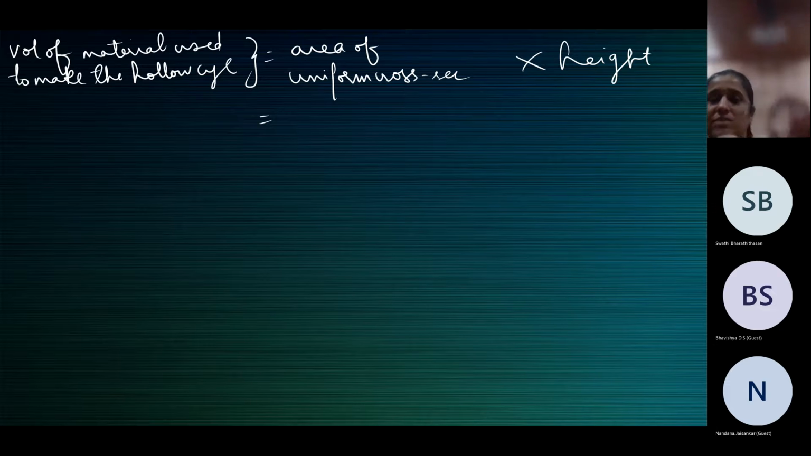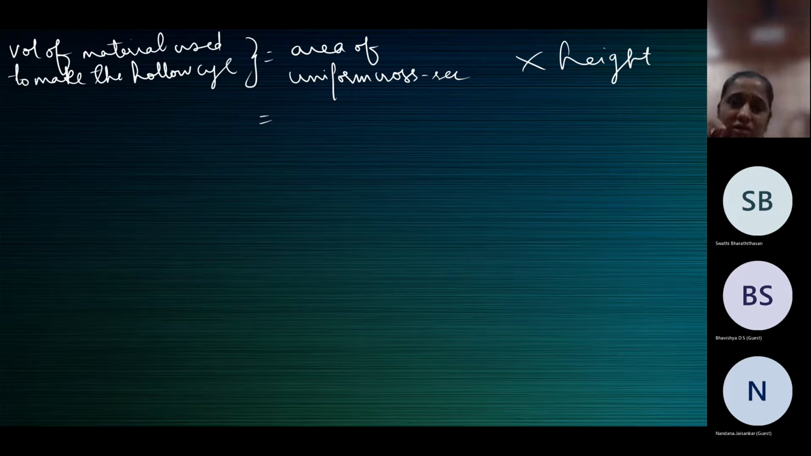Now the cross section of a hollow cylinder is a ring. This flat thing, this is the cross section. So if you have cutouts of rings made of paper, many identical rings, and you stack them one over the other, you will get a hollow cylinder like this.